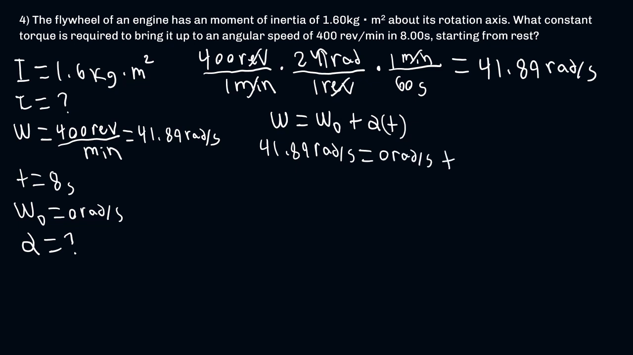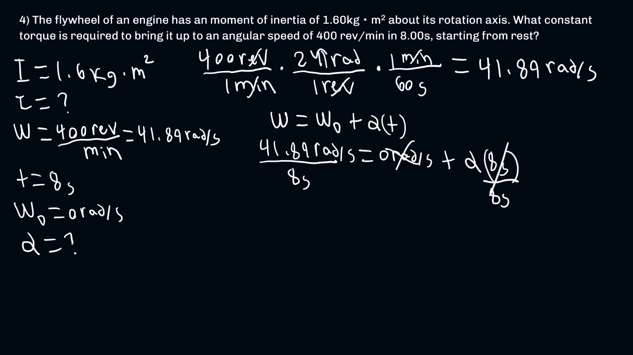Plus alpha, which we are looking for, times the time, which we have as 8 seconds. So we have 0 here. This doesn't really matter. What we're going to do here, we have 41.89 is equal to alpha times time. In order to get alpha by itself, it's being multiplied by time. We divide out 8 seconds from both sides of the equation, and we should end up then with our angular acceleration. So let's plug this into our calculator real quick.